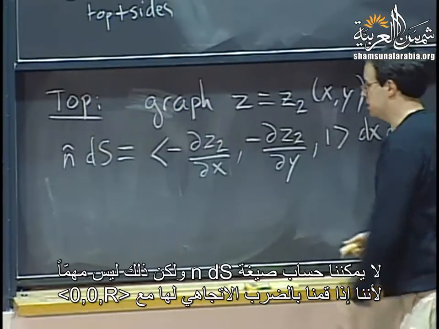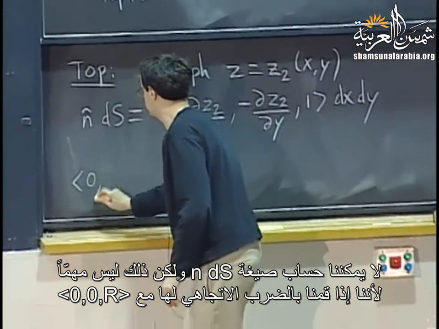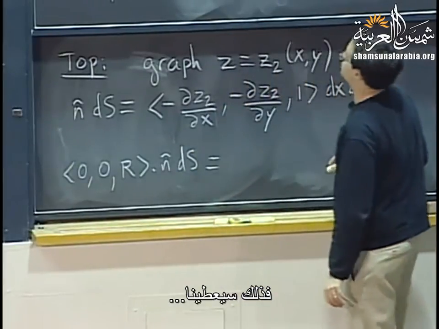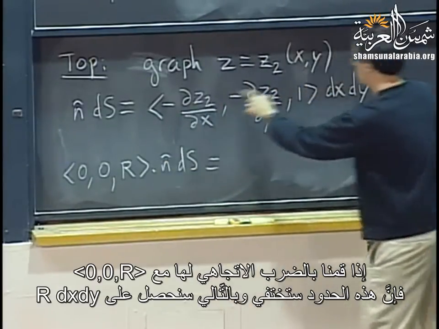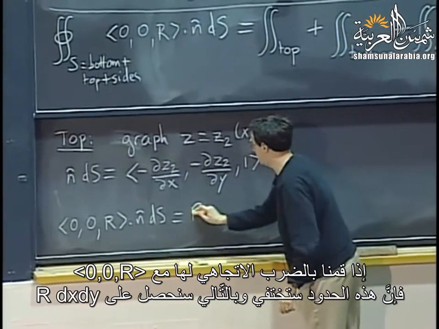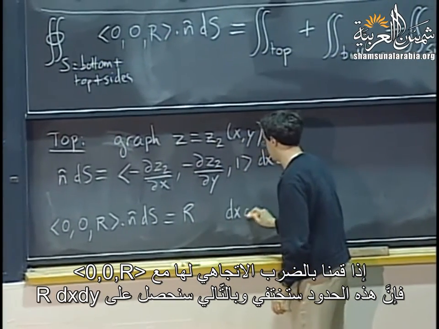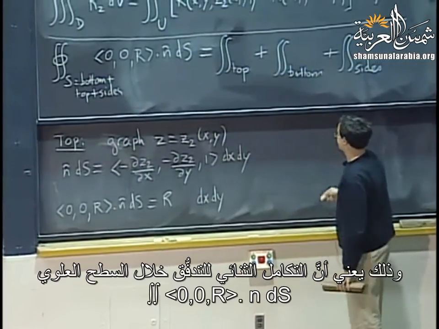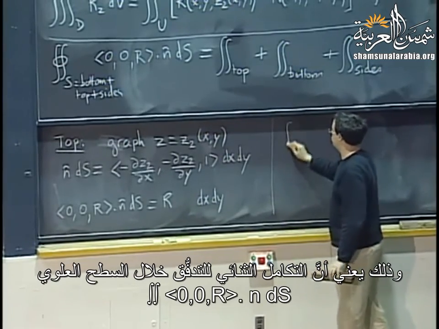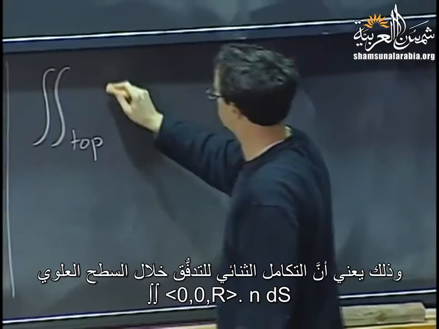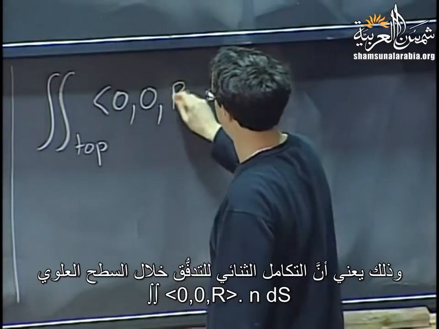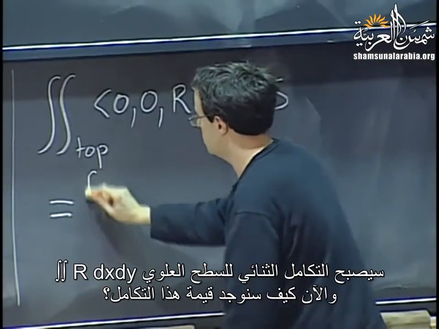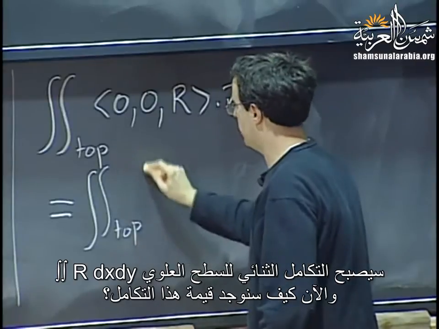Well, we can't compute these guys, but it's not a big deal, because if we do the dot product with 0, 0, r dot n dS, that will give us, well, if you dot this with 0, 0, r, these terms go away, you just have r dx dy. So that means that the double integral for flux through the top of our vector field dot n dS becomes double integral over the top of r dx dy.